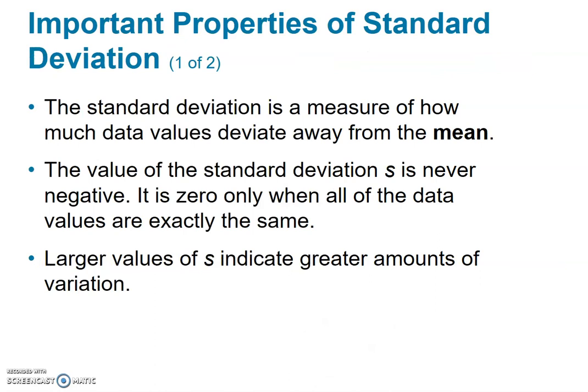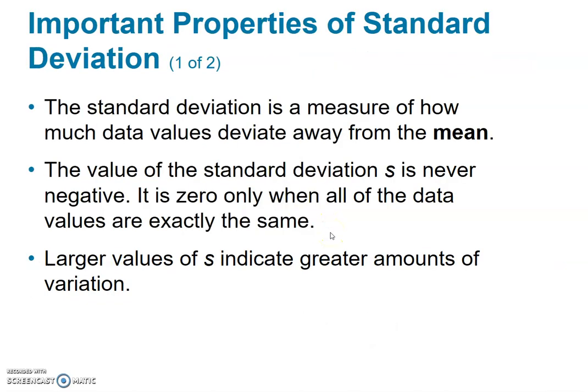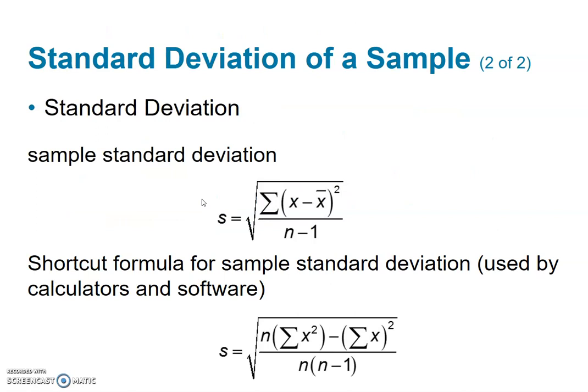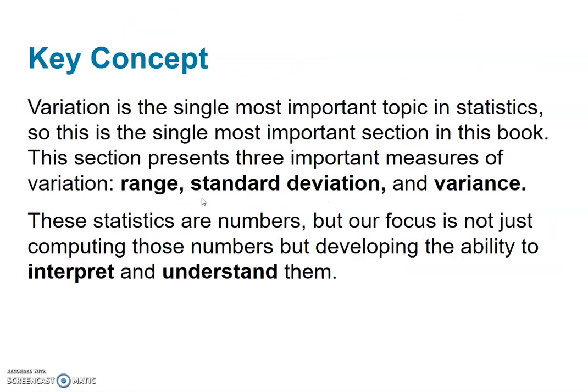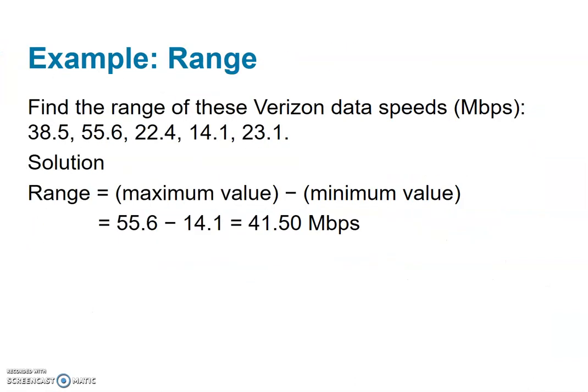A couple things about the standard deviation before we go to that video: the standard deviation measures how much the values deviate away from the mean. So basically what you're doing is you're taking each value and you're subtracting the mean from it. The value of the standard deviation is never negative. It could be 0 if all your values are the same. Like for example, if I go back to the basketball players, let's say we had a team where everybody had exactly the same height. In that case, the standard deviation would be 0, as well as the range and the variance.